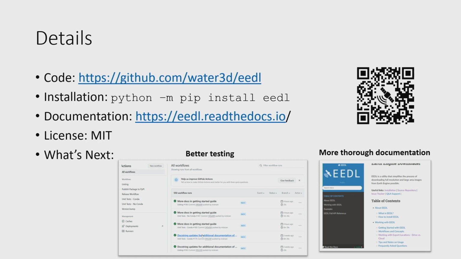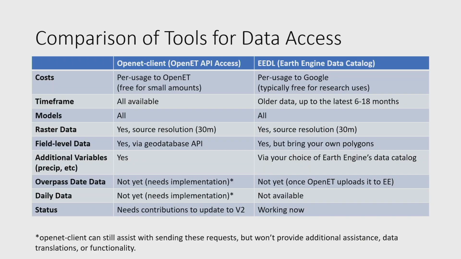And again, this isn't just for OpenET, but for us it is. But I'm sure we'll use it for other things. And what's next? Like I said, we have the infrastructure for testing. We want to actually put the code through tests with contributions, and then we want more thorough documentation.